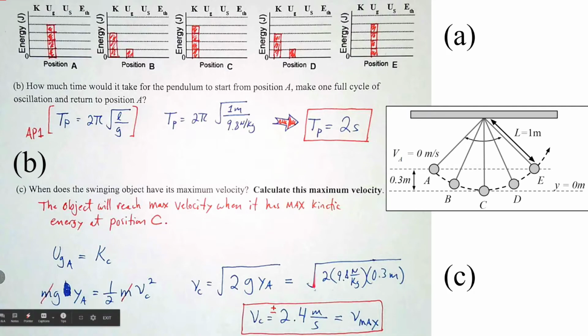Remember, when we take the square root of something, the answer is positive or negative. In this case, that makes sense because as it goes from A all the way down to C, at position C, it's moving to the right. So it would have a maximum velocity of positive 2.4 meters per second. Then the pendulum would slow down up to position E, stop, and then speed back up as it goes to position C. The next time it gets to position C, it's going to be moving to the left, so it's going to have a big speed, moving in the negative direction.